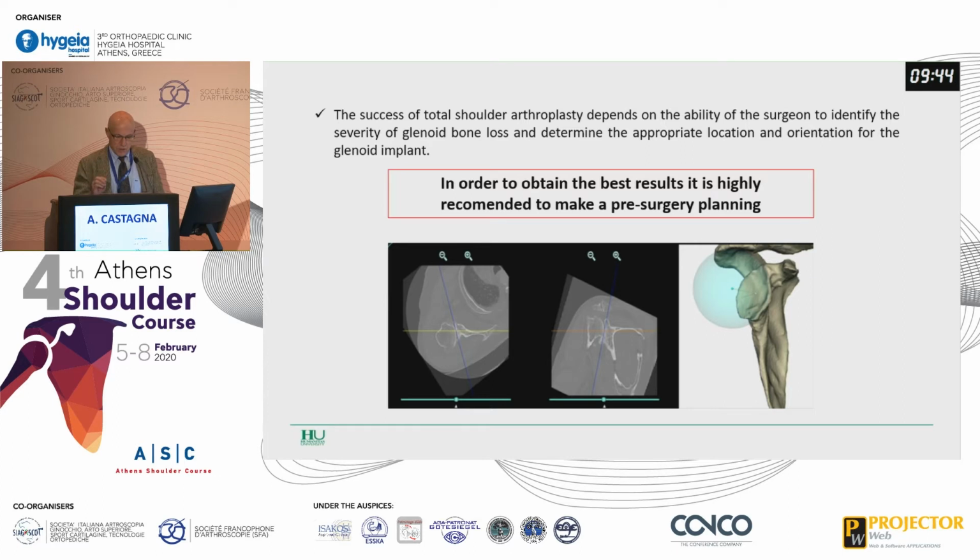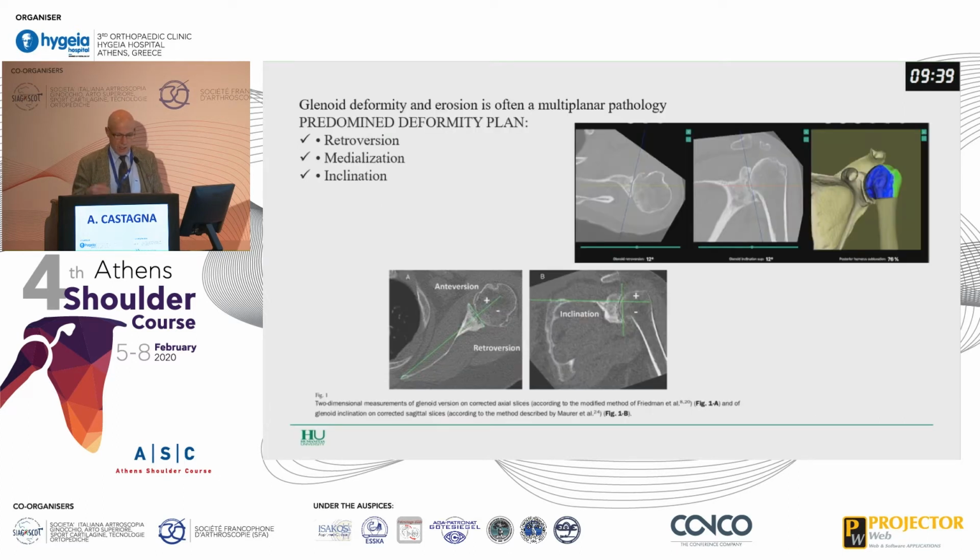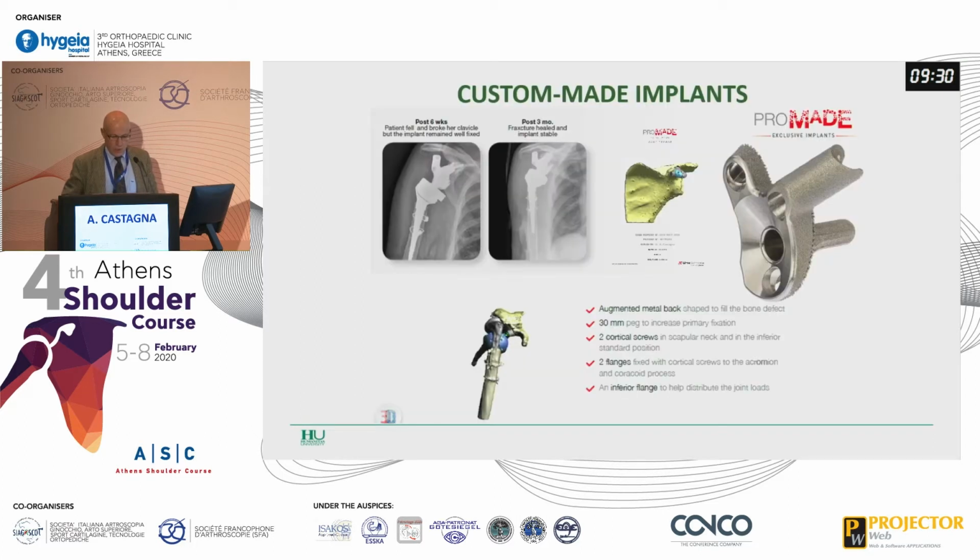To obtain the best results, it is highly recommended to make a pre-surgical planning, especially because we need to know about the retroversion, medialization, and inclination. So it is very important. And what we do, we really need to have something that is matching what is wrong in the specific shoulder. You see here that the glenoid was custom-made design, and even the liner of the stem of the humeral component is an eccentric one and lateralizing on the humeral side.